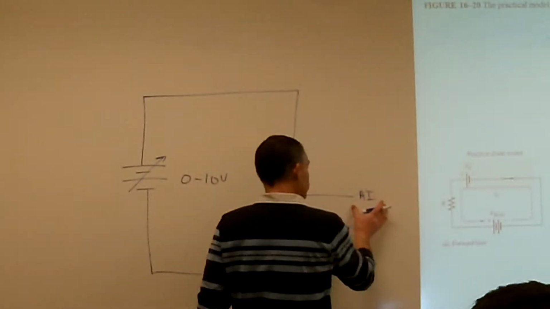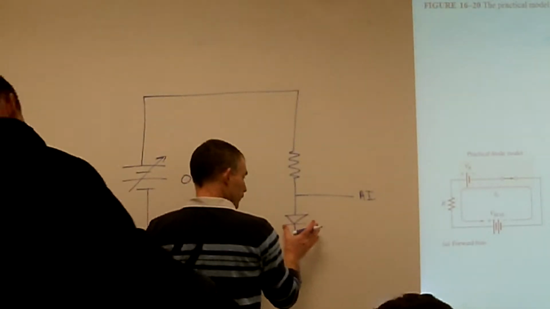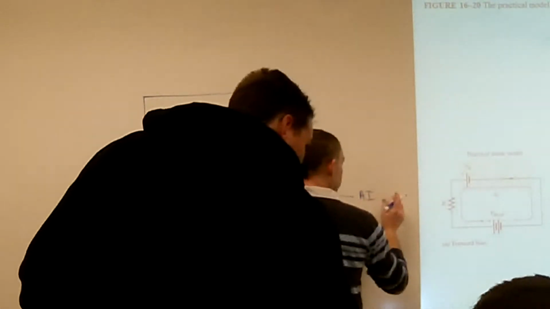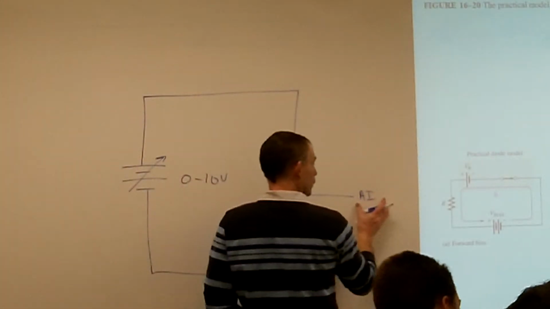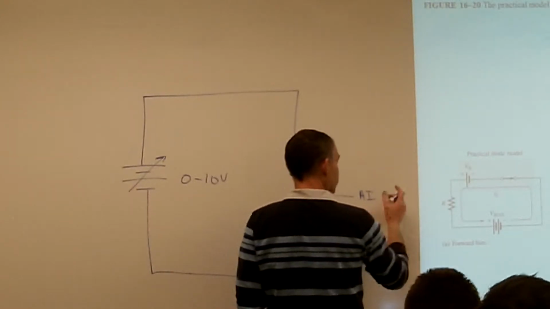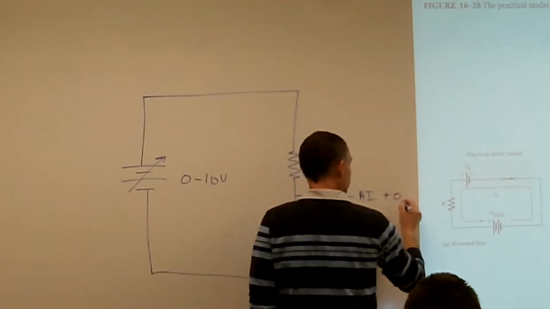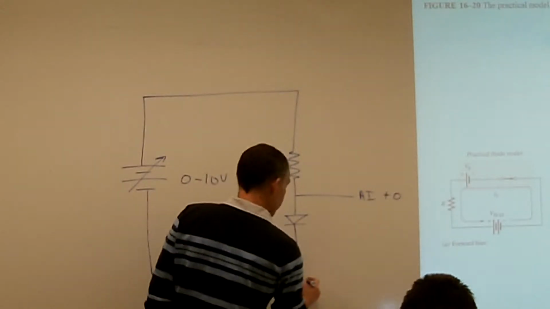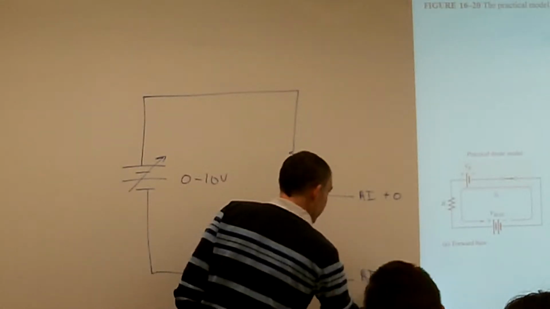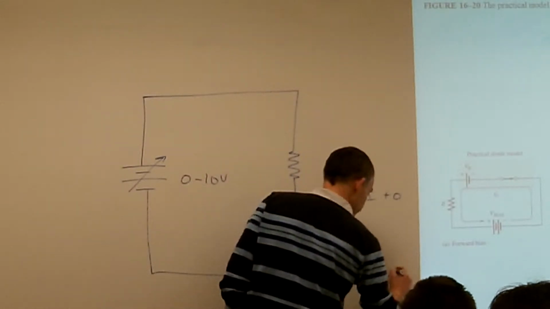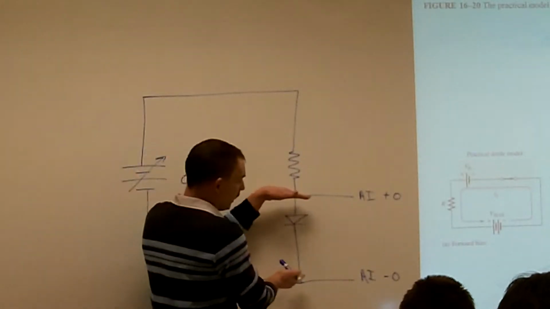So what we're going to do is we're going to be sensing the voltage across the diode, and we're going to be sensing that voltage using our analog inputs, using what we call the differential mode. So it's going to be our AI plus 0 is going to go here, and then the other reference point is going to be our AI minus 0.